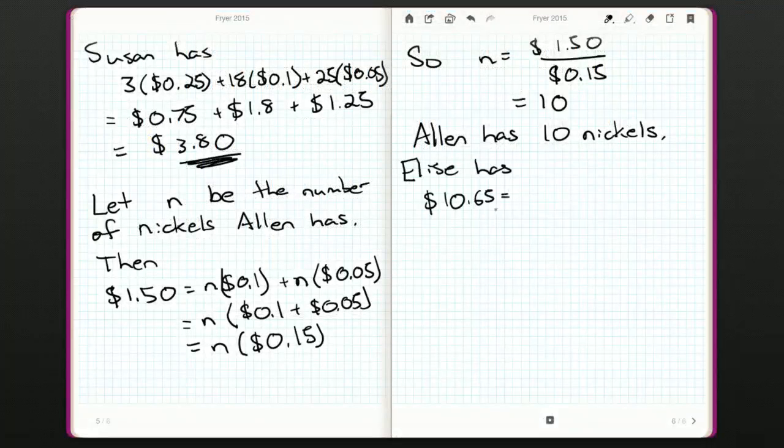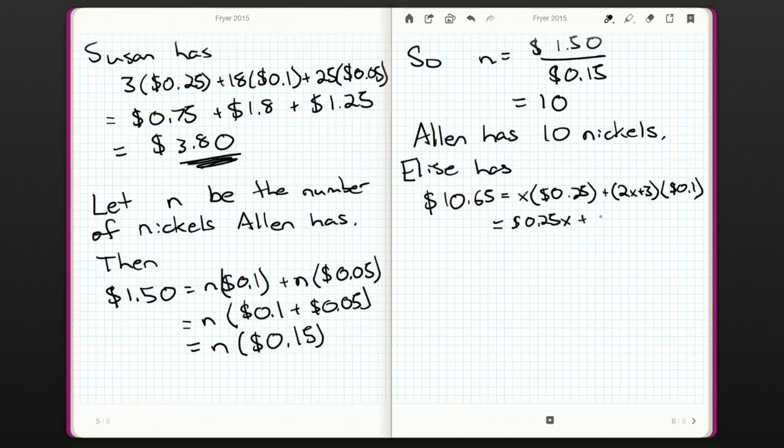So she has a total of 10.65, and she has x quarters, and those contribute $0.25 each to the total amount. And she has 2x plus 3 dimes, each of them contributing $0.10. So we just need to be careful and expand this out. 0.25x, and then two times 0.1 is 0.2, and 3 times 0.1 is 0.3.